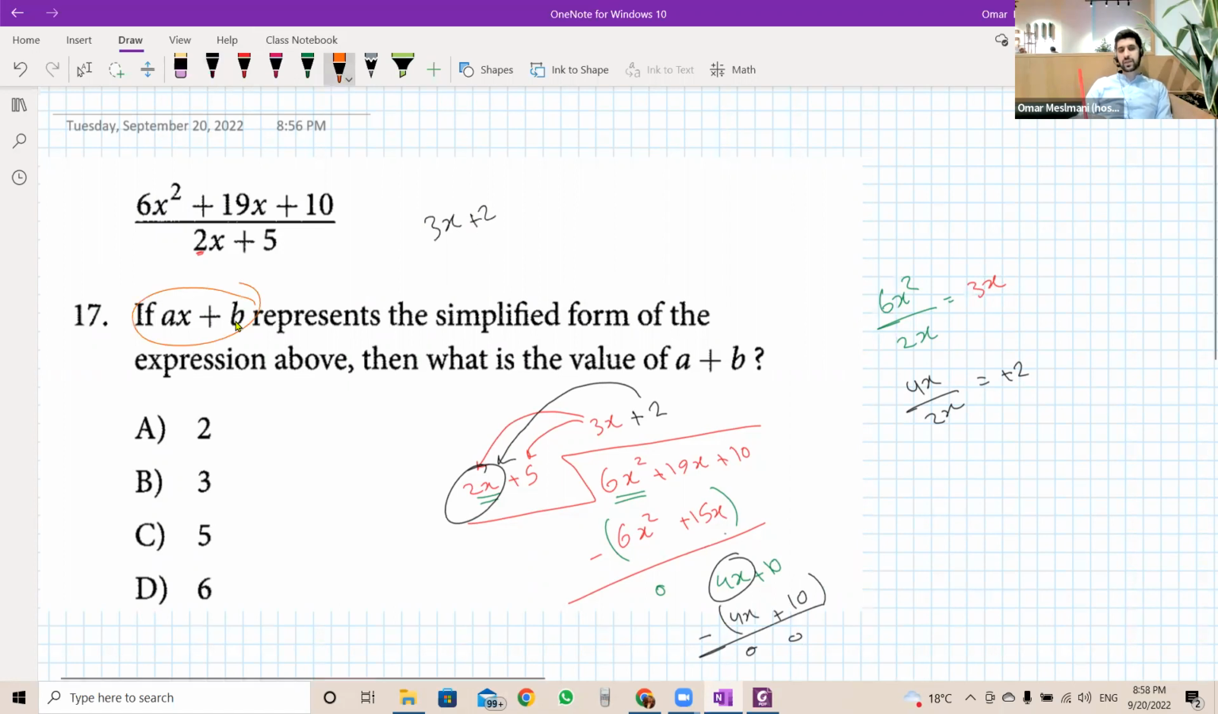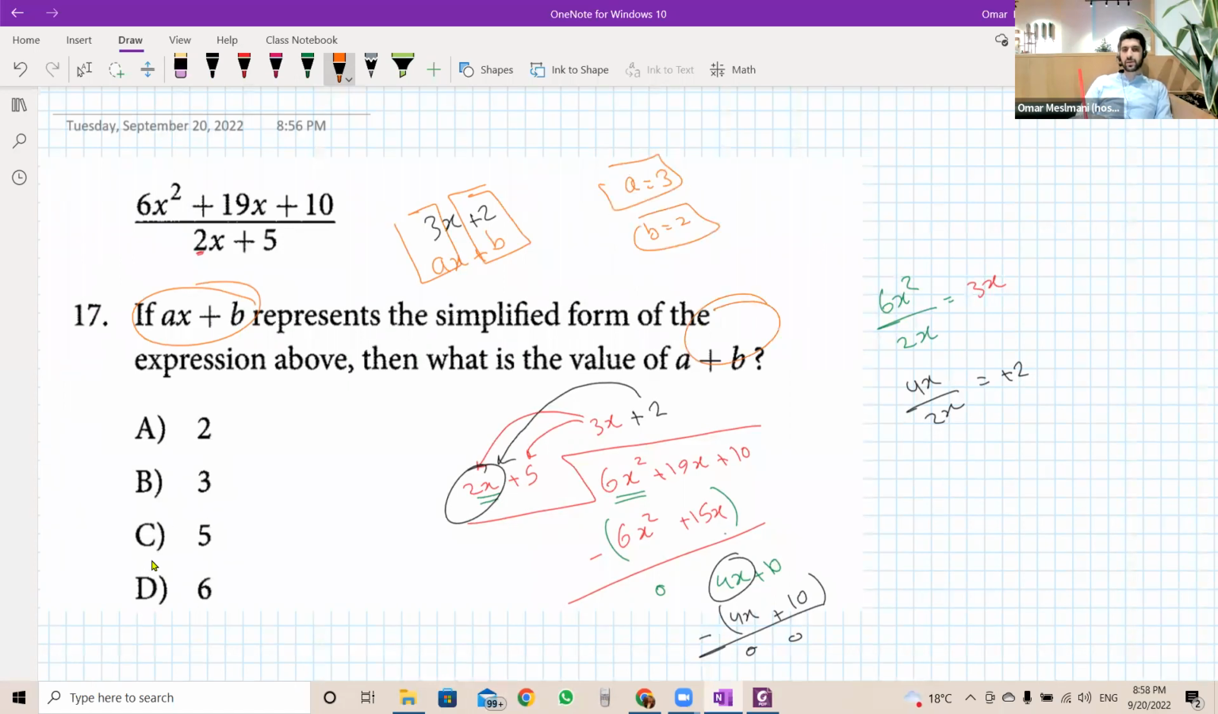If you compare it with what they're saying, ax plus b, it means that a equals 3 and b equals 2. He's asking for a plus b, so he's asking for 3 plus 2, which is 5. Okay? Right, guys. Why all this philosophy? They like to philosophize with us.